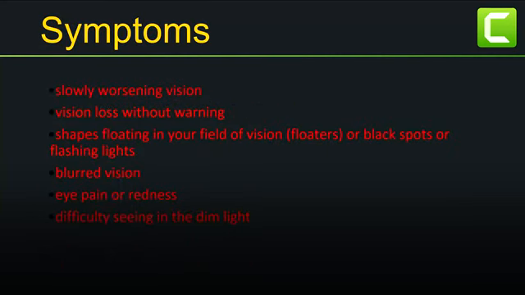Symptoms of diabetic retinopathy include slowly worsening vision, vision loss without warning, shapes floating in your field of vision, or black spots or flashing lights, any blurry vision, eye pain or redness. And if you have difficulty seeing in the dark, well, then you need to get checked up for diabetic retinopathy.